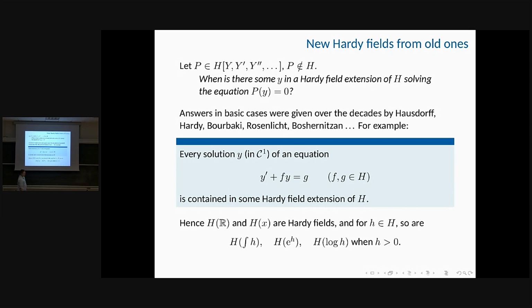Okay, well, special cases. A special case would be if f and g are 0. So you look at the equation y prime equals 0. What I'm saying here is that I can always adjoin any constant. I didn't explicitly require that all the constant functions are in H, but I can also throw them in. So I can always adjoin any constant function. Also, I can always adjoin X, because X satisfies the equation X prime equals 1. So I can always adjoin X to a Hardy field.